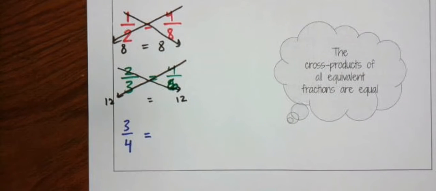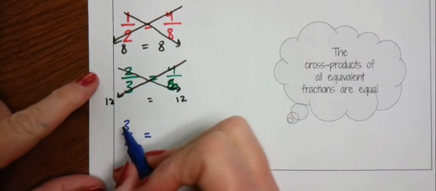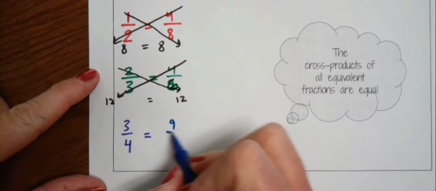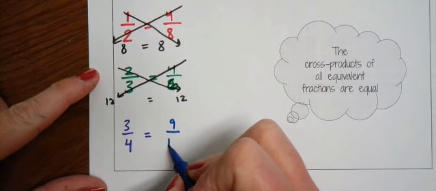All right, with 3/4, let's multiply by 3. So let's do times 3 in the numerator. I did that right. And times 3 in the denominator, and I did that right.